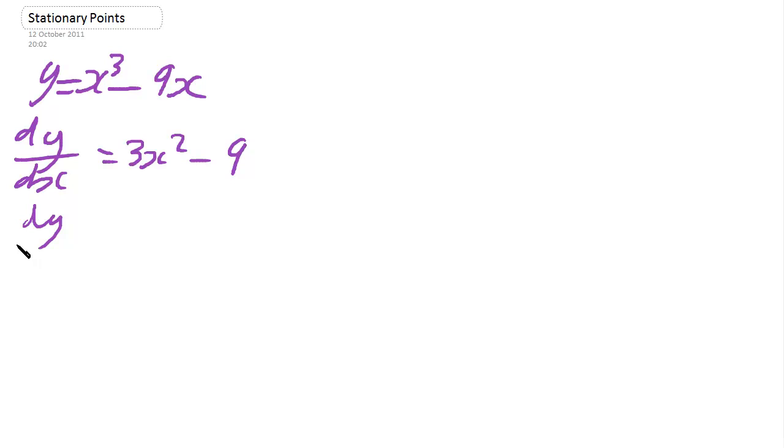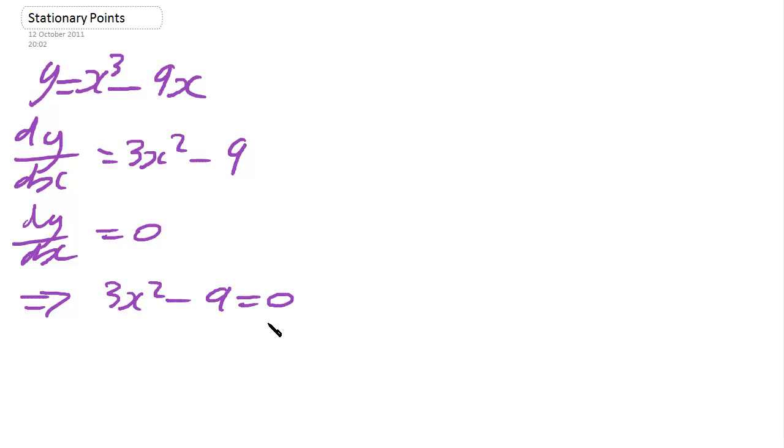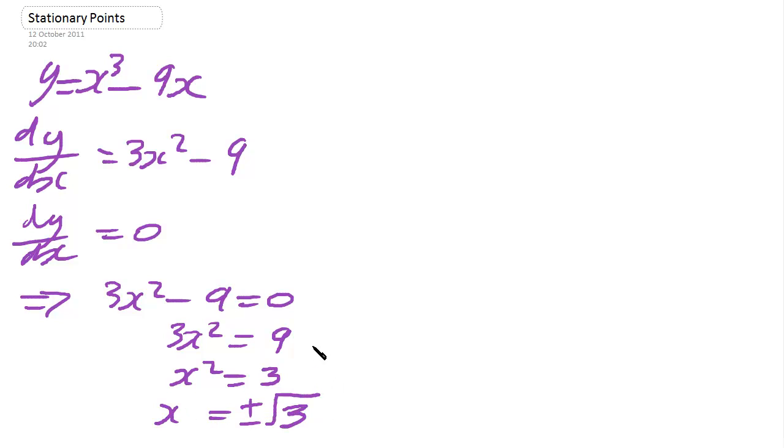Then we're going to let dy by dx equal 0. So this would imply 3x squared minus 9 equals 0. So 3x squared will equal 9. So therefore x squared will equal 3. So x will equal plus or minus the square root of 3. Square root of 3 gives you root 3. But remember, if you square a negative number, you get a positive value. So if we square minus root 3 times minus root 3, that will give us 3. So therefore we have plus or minus root 3.